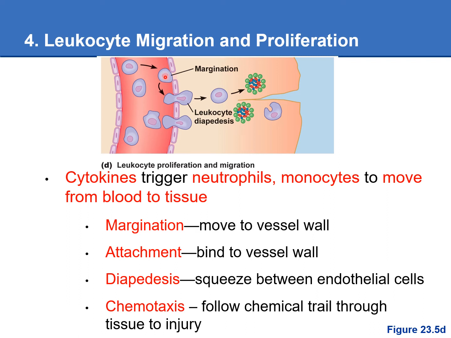And then the third step is diapedesis, and diapedesis just means to jump through. So this is talking about the white blood cells squeezing through the gaps in the capillary walls. That's diapedesis. And then once they're in the tissue, they're going to do chemotaxis, which just means they're going to follow a little chemical scent trail to find out where the injured area is and follow that trail.